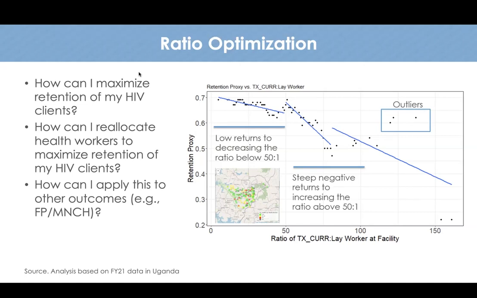In this case, we found a 50 to 1 ratio in Uganda, but your mileage may vary. So you might find that in the population you're looking at, a different ratio is more appropriate. We can provide support on that kind of analytics. So it helps answer those questions at the left. We did use this just for HIV retention data, but you could apply this to other outcomes like family planning, maternal newborn child health, skilled birth attendance, antenatal care visits. How do you improve coverage in your population using this type of data?